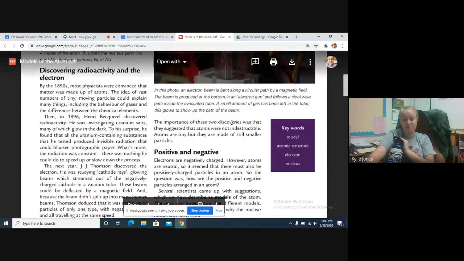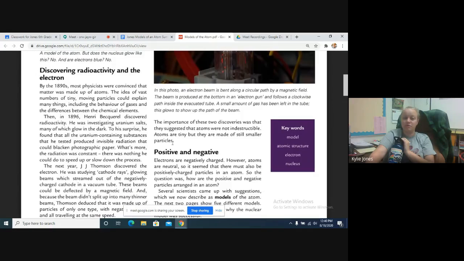The importance of these two discoveries was that they suggested that atoms were not indestructible. Atoms are tiny, but they are made of still smaller particles.